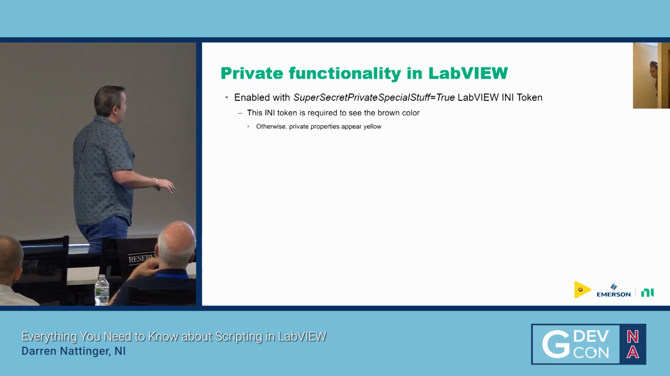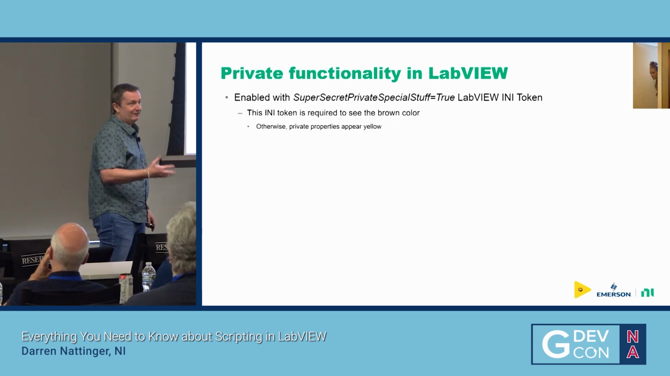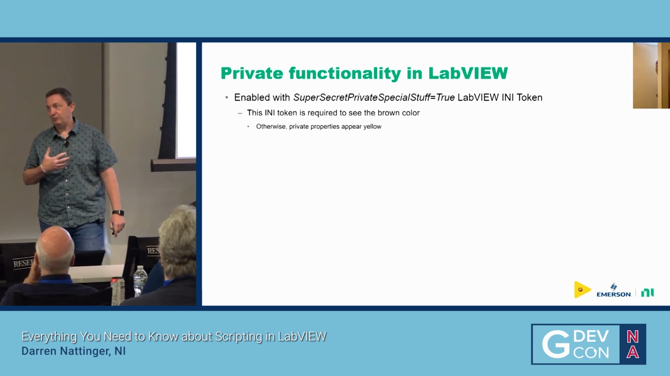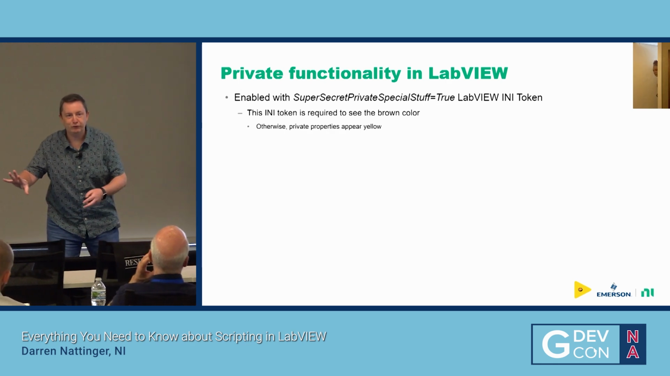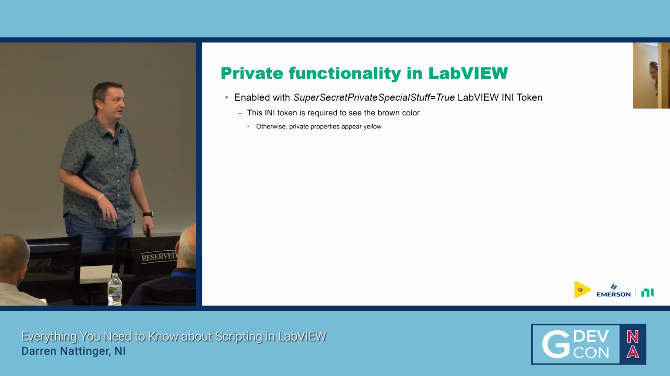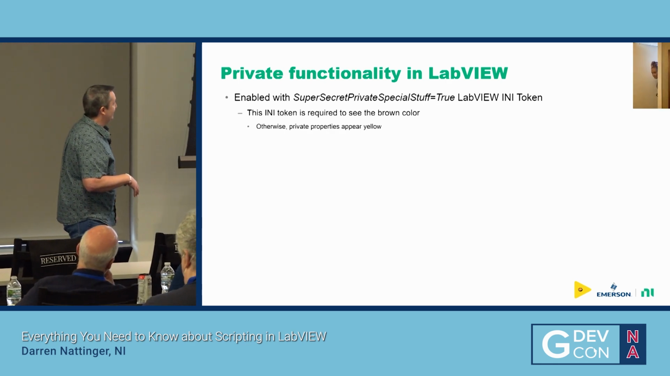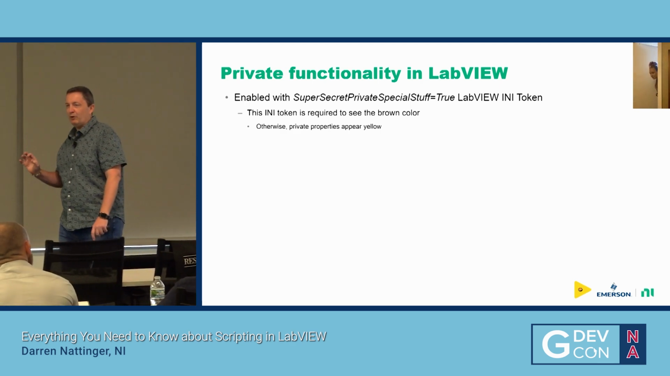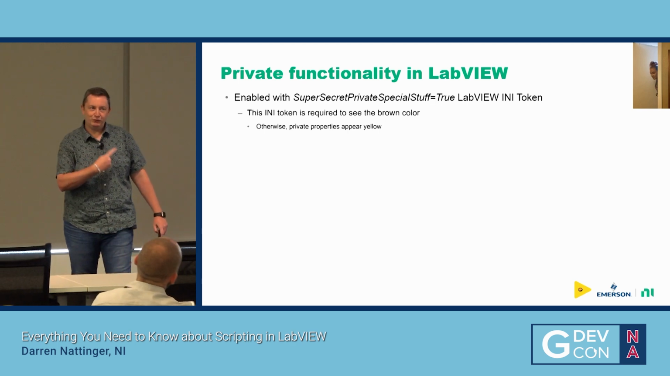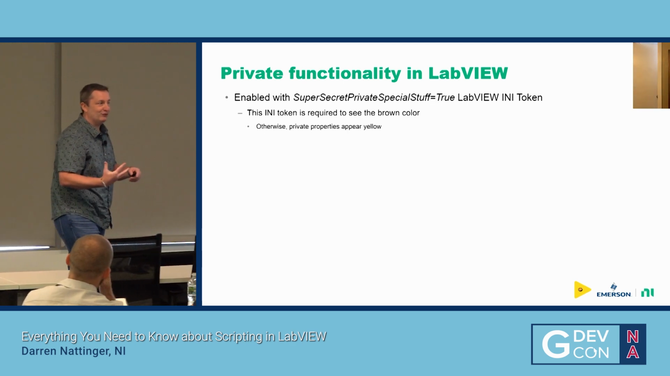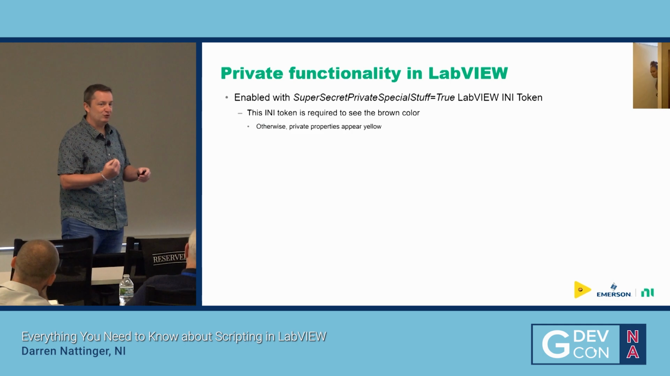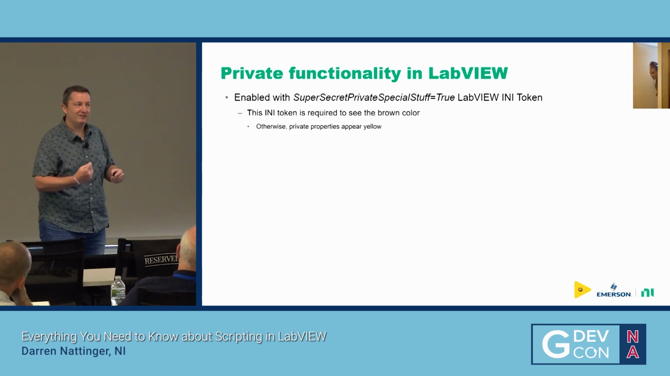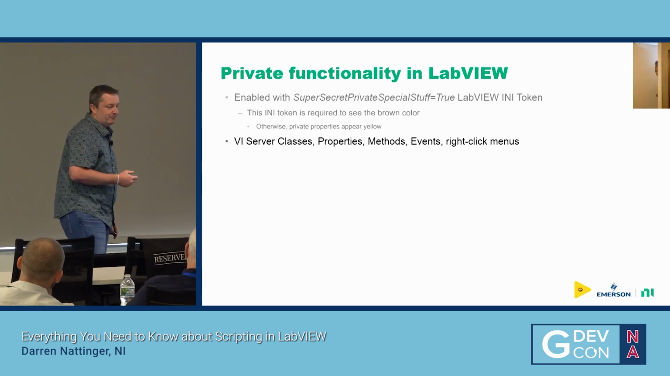So here we go. There is an INI token you can add to LabVIEW that typically I would have told you, go use Google to try to find that. No, I'm just going to put it in the slide now. So this is an INI token you can add to LabVIEW that will enable private functionality in LabVIEW. Now, one kind of funny thing is that if you don't have this INI token and you open some code with private properties, they actually don't show up as brown. So if you want to see the brown properties, you have to have this INI token.